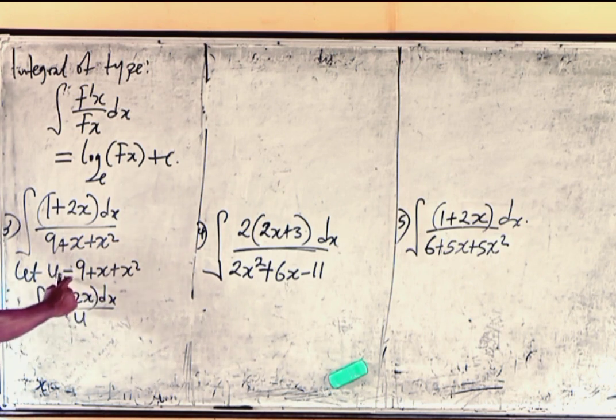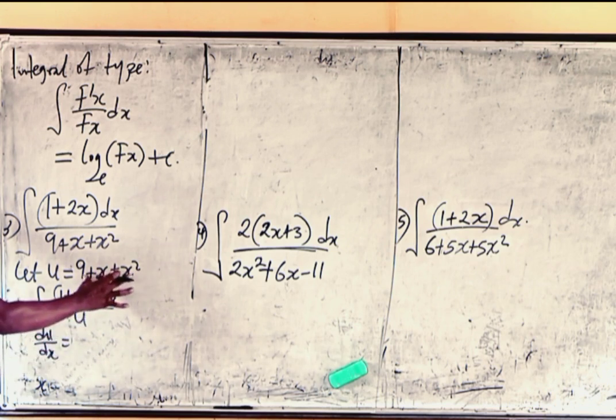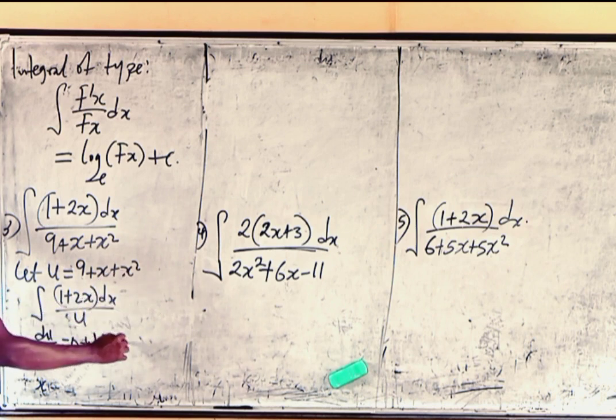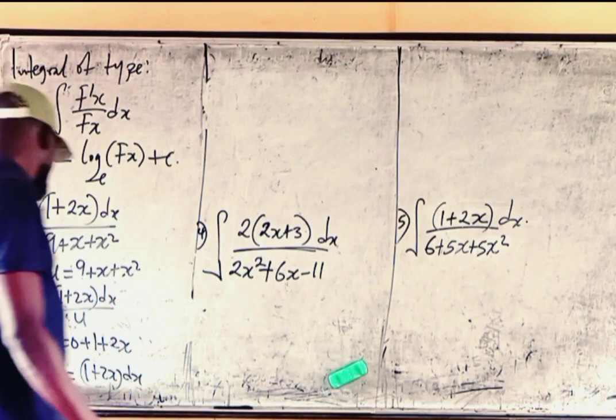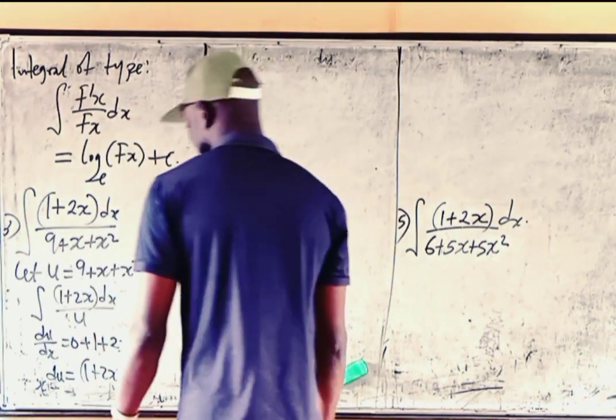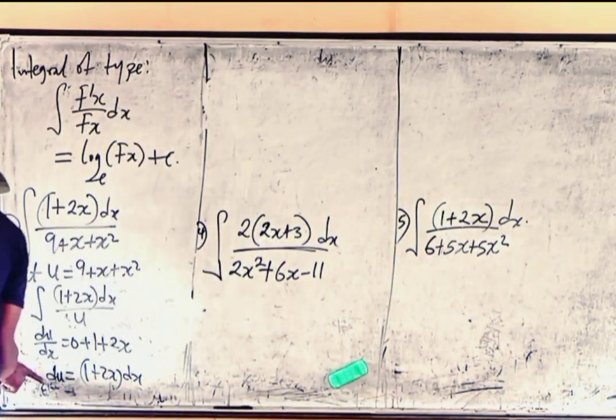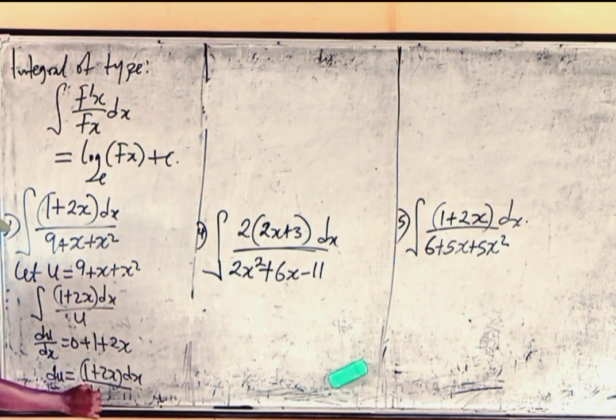What I'm going to do is differentiate this function, du over dx. Differentiating this, you're going to have 0 for 9, 1 for x, 2x for x squared. So the next thing, we multiply, du will be equal to 1 plus 2x dx. That's what I'm going to have. 1 plus 2x dx. So the next thing from this is making dx the subject of the formula. We divide this side by 1 plus 2x, and divide the other side by 1 plus 2x. This will cancel this.